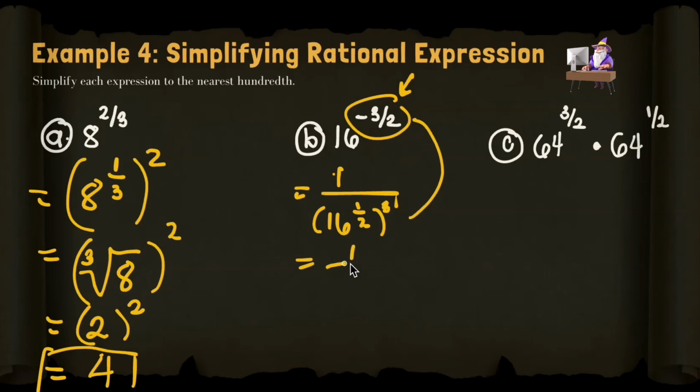So, we have 1 over, we can write this 16 as square root of 16. Okay? Nandito yung 2, nandito yung 1, right? Then, naka-raise pa siya kanino? Kay 3. Okay?